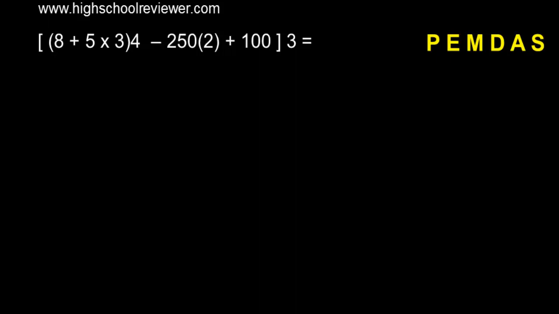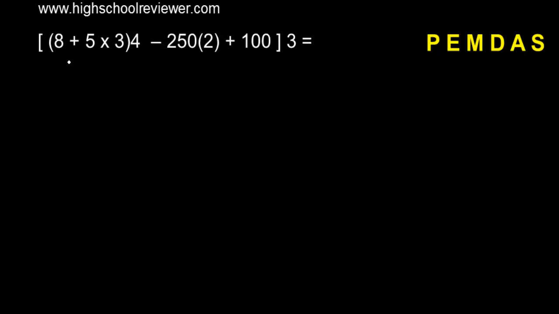Hierarchy or order of operations of numbers. Always remember our rule, that is the PEMDAS rule. Meaning, we first need to perform those that are inside the parentheses, followed by exponents, and then multiplication and division from left to right, and addition and subtraction from left to right.